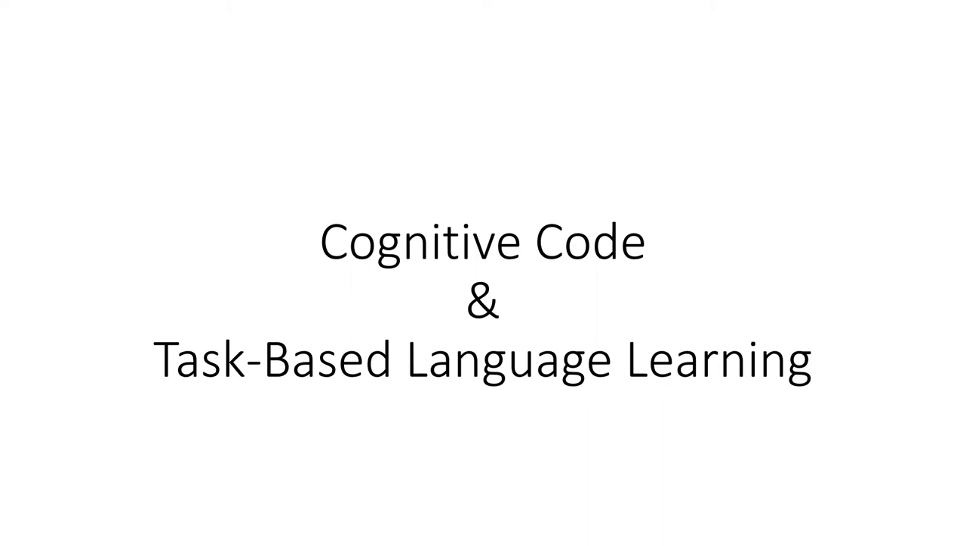Hi, everybody. This week we will be looking at two final methods of second language instruction. The first, cognitive code, is not actually a method per se, but it is a philosophical approach that has some seeds of activities that can be done to enhance language learning. And task-based language learning, which is not just a method, but is a whole range of different things that can be applied using different tasks to study language.